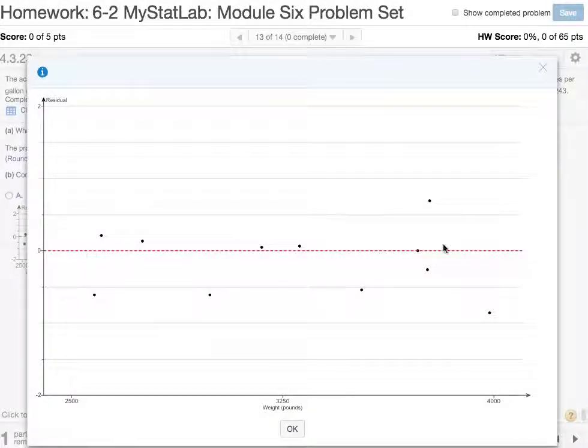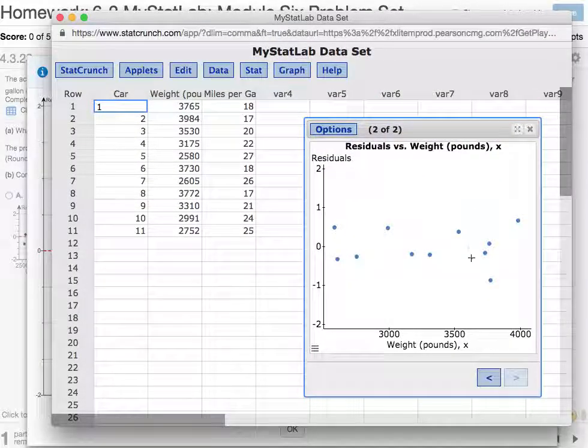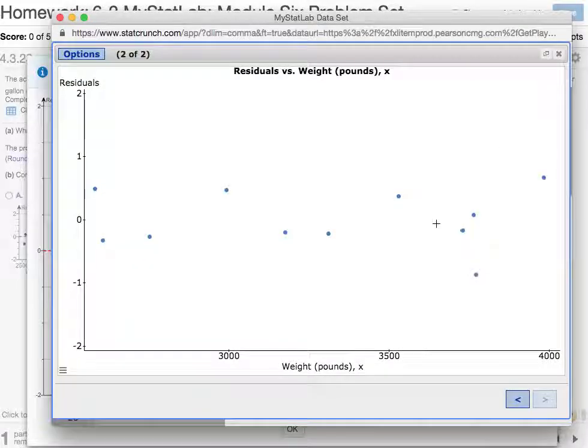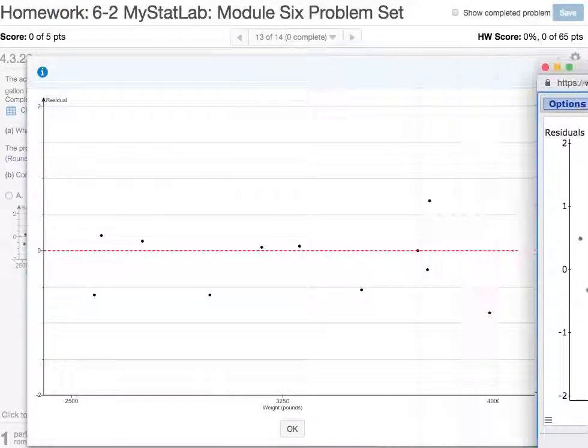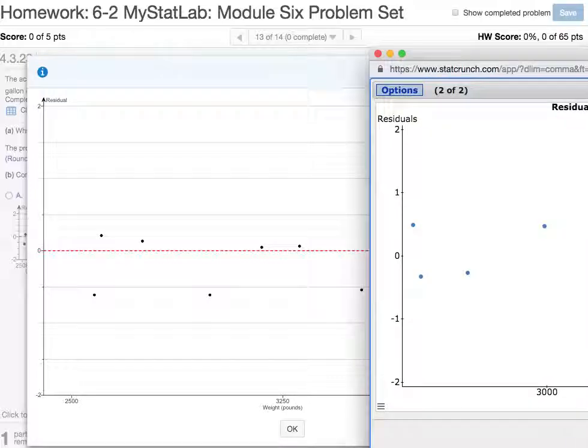So 2, 4, 5. Oh, that one's on the line. So that doesn't look right to me. But let's look at it a little bit further. It could be on the line, so hard to tell. Let's go ahead and make this one bigger too.